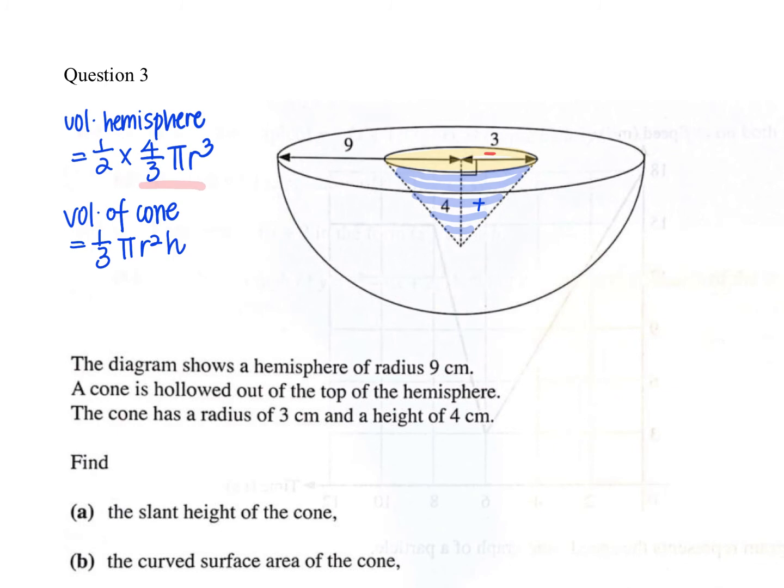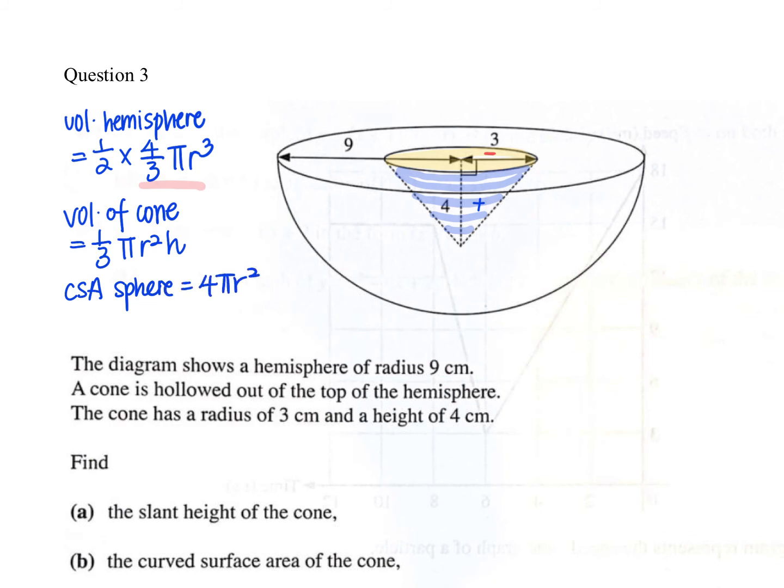Then next part, I also want to know the surface area, correct? So curved surface area, which I will write as CSA for short, for a sphere, is given by 4 pi r squared.